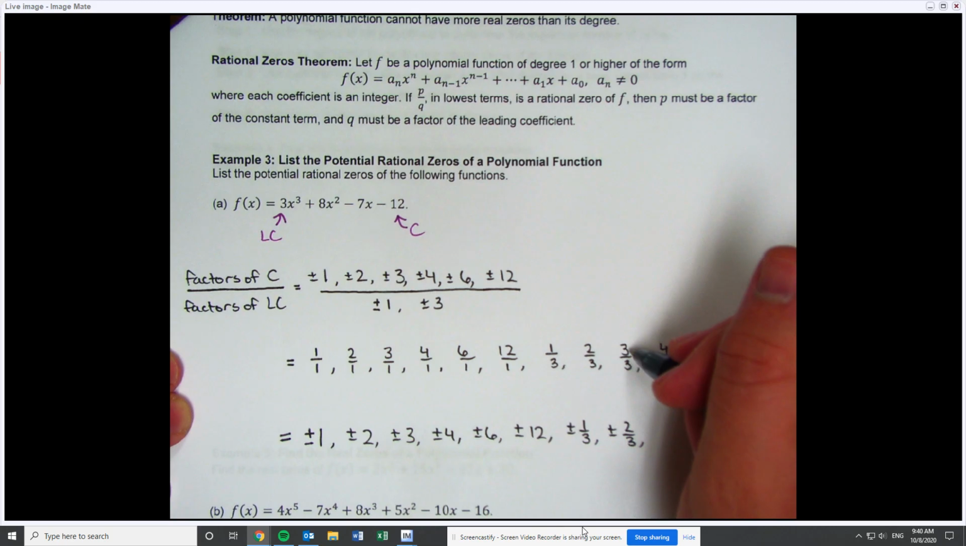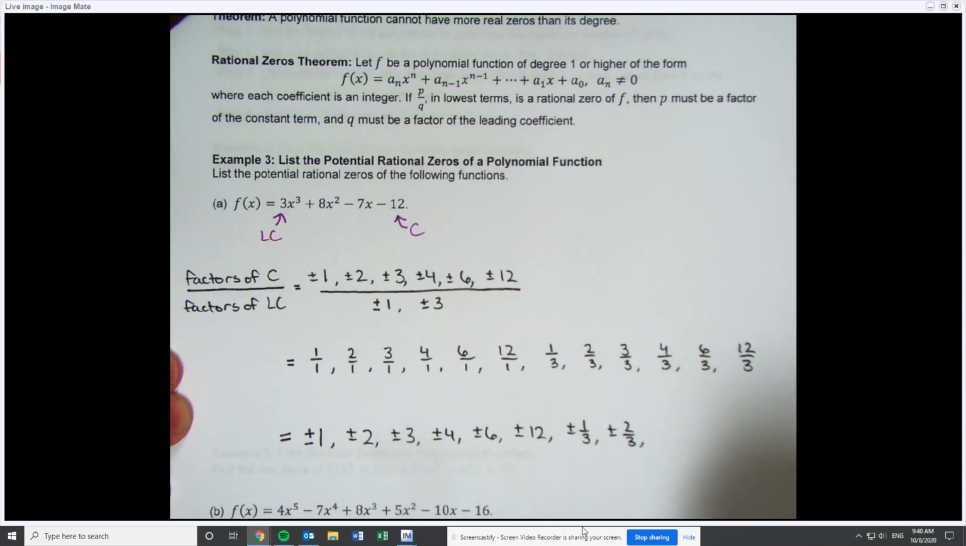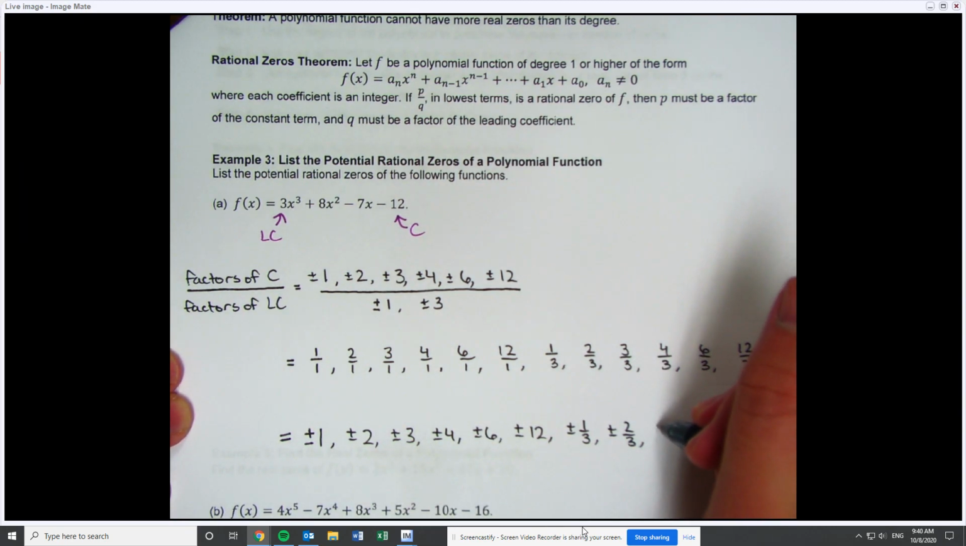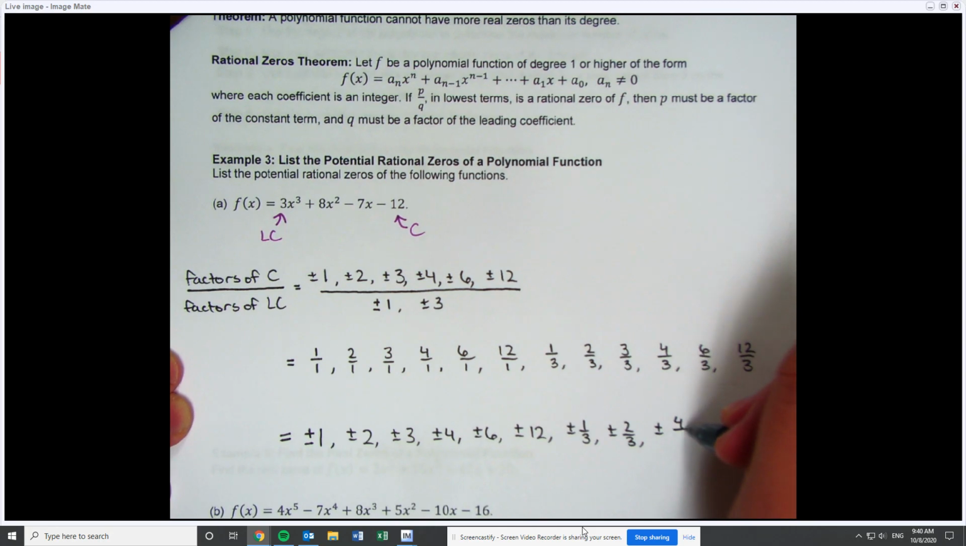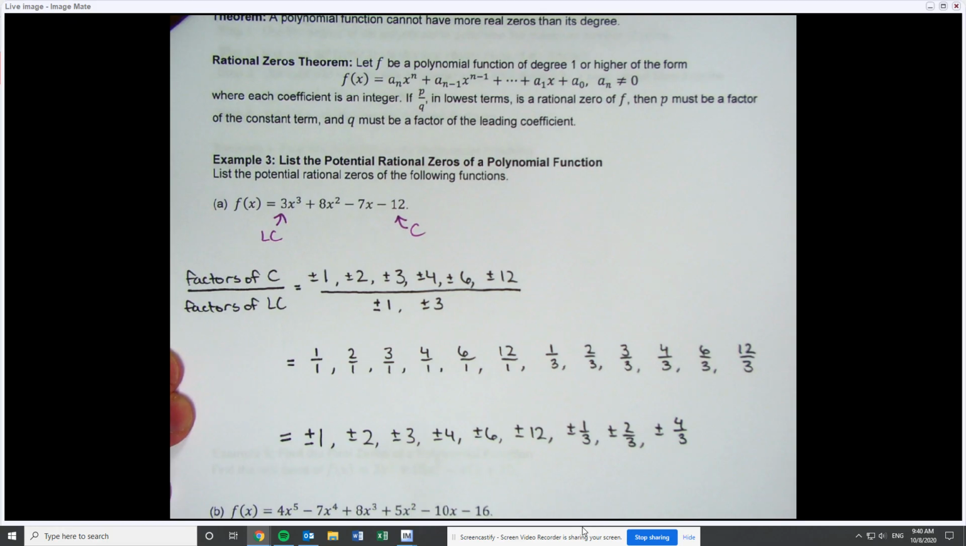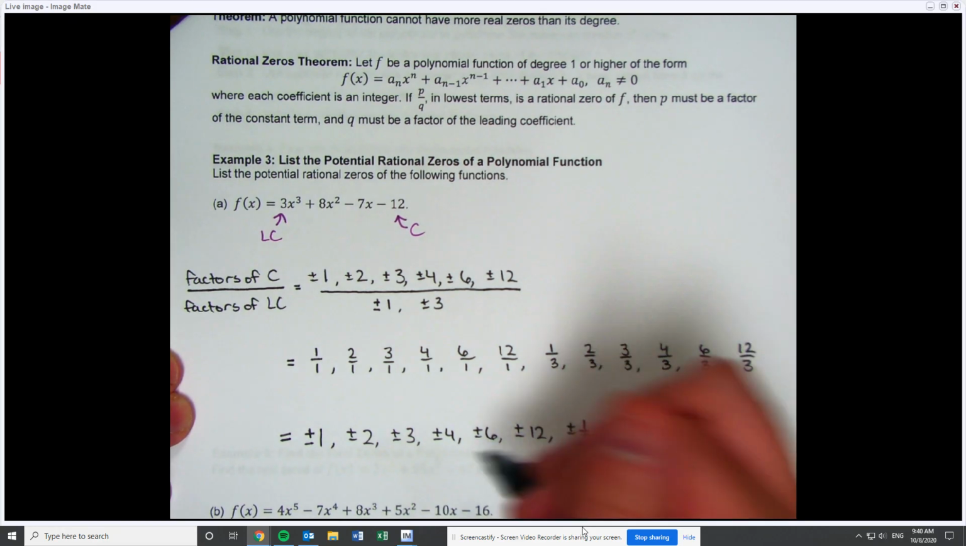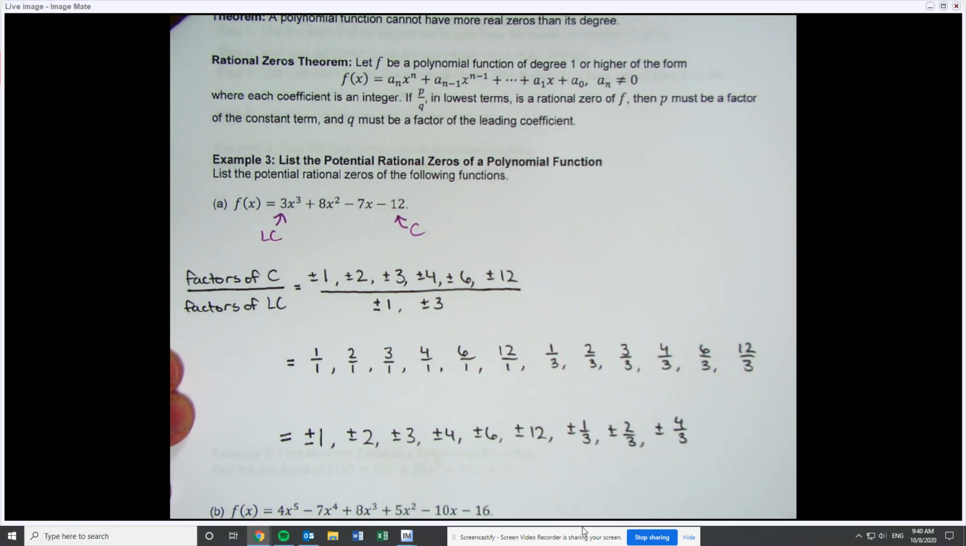Well, 3 over 3 is 1. That's already on my list. I don't need to do it again. Then plus or minus 4 over 3. 6 over 3 is 2, already on the list, done. 12 over 3 is 4, already on my list, done. So now I've listed out all of the possible rational zeros here.